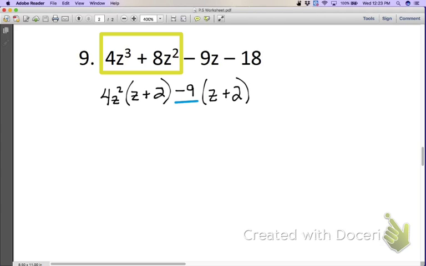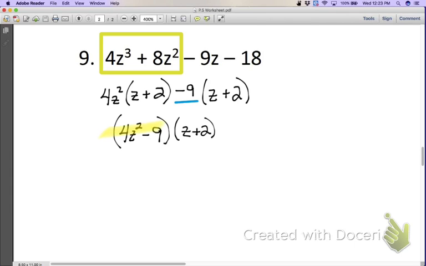So then, once I get there, what's on the outside? 4z squared minus 9 and z plus 2 there. What? Am I done? No, why not? Because you can square. Difference of 2 squares in the front.